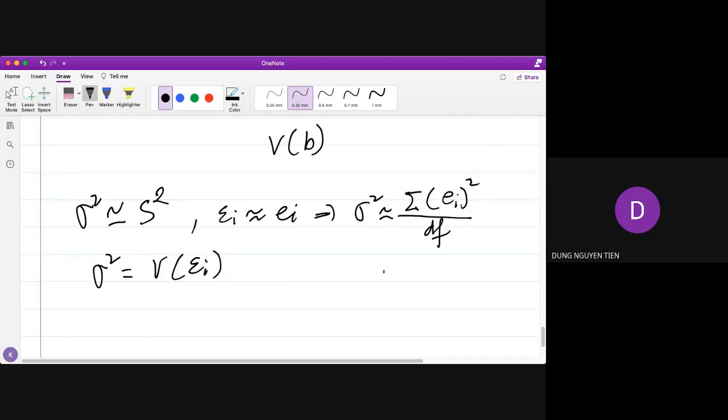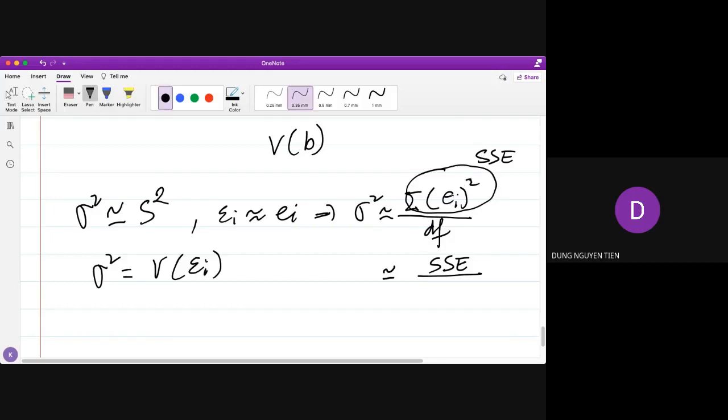So this is the sum of EI square, so it is simply the error, right? So I call it the SSE, the sum of square for error. So I get the SSE divided by the degree of freedom. What is that degree of freedom?